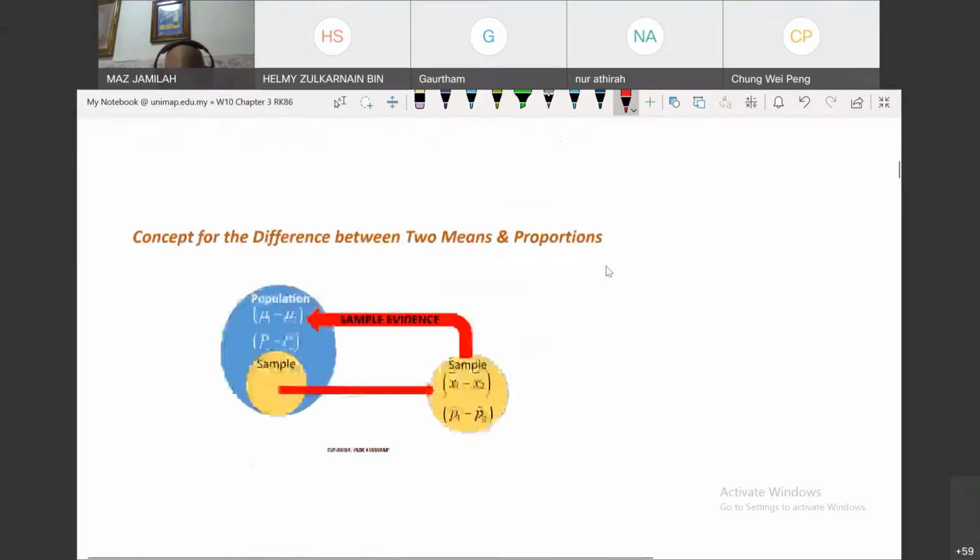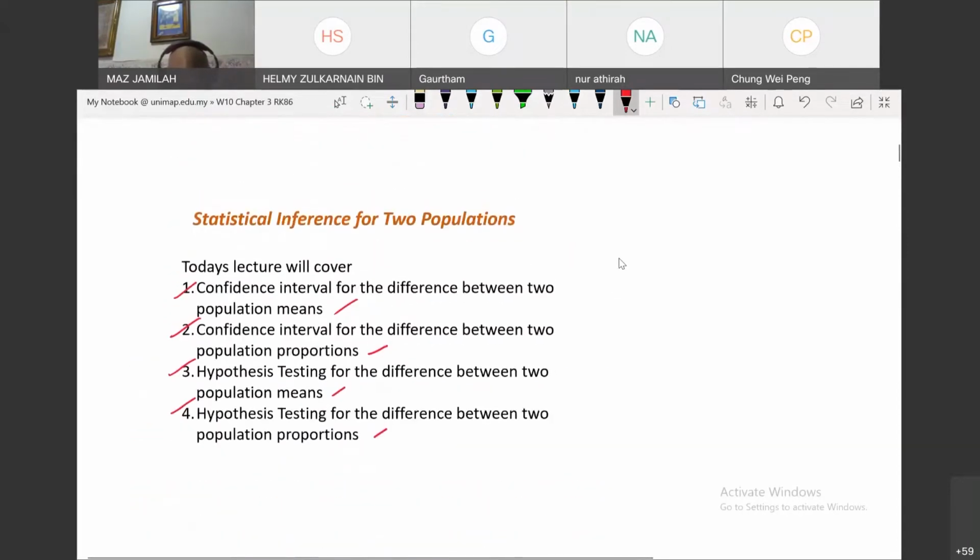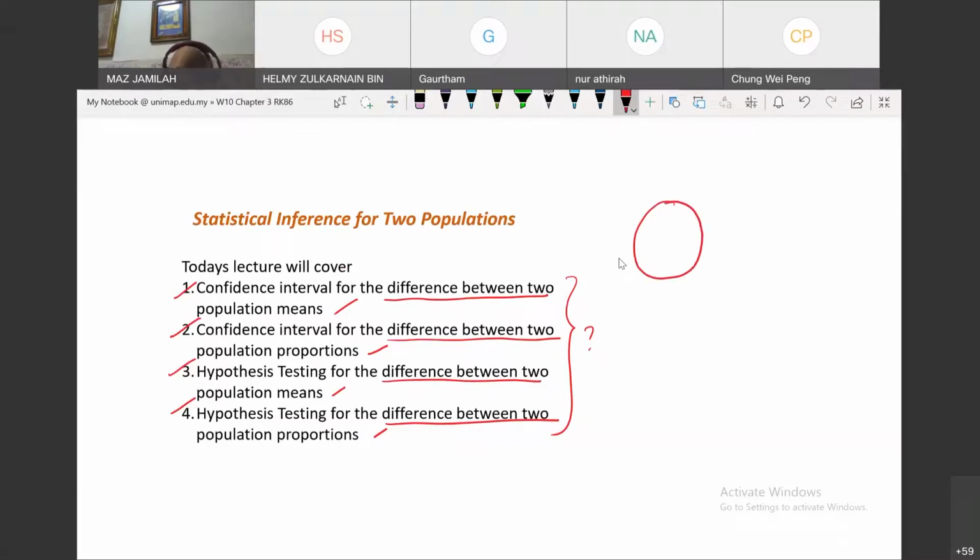Okay, if you notice, we keep saying the difference between two, the difference between two. What does this mean? Okay, last time we were talking about one population, population 1.